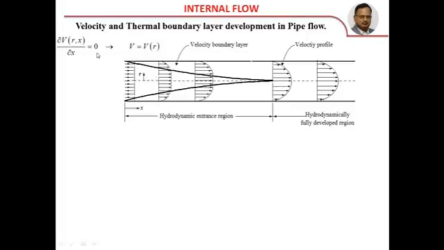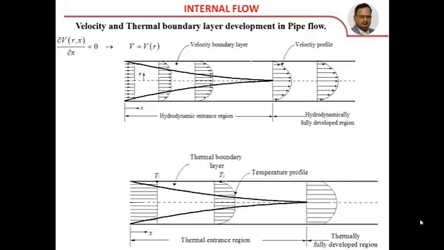If you consider in this case the rate of change of velocity, where velocity is a function of both radius and x, with respect to x, it is 0, because in the fully developed region the velocity at any point along the length remains the same, it won't change. So it is independent of x but varies only in the radial direction. So in a fully developed region, ∂v/∂x equals 0, and hence velocity is only a function of radius.